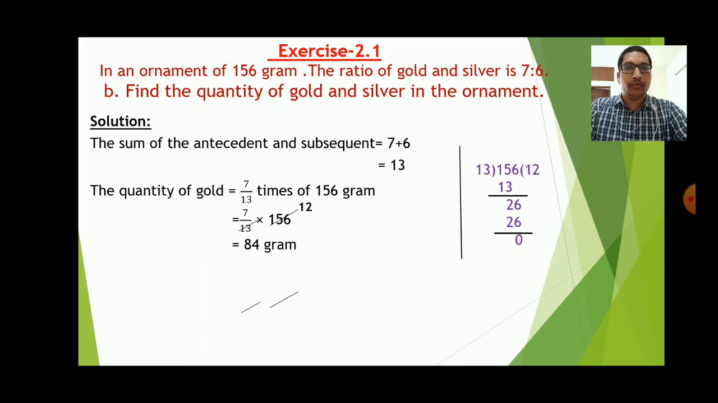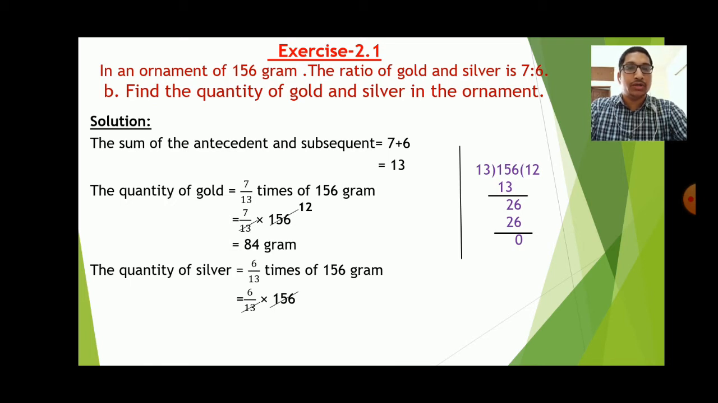In this way we will find out the quantity of silver. Here the quantity of silver will be 6 out of 13 times of the whole amount. So how will we write it? We will write it this way. Look at the screen: 6 out of 13 times of the whole amount. Here the whole amount is 156 gram. We know of means multiplication, so we can write it this way: 6 divided by 13 multiplied by 156.